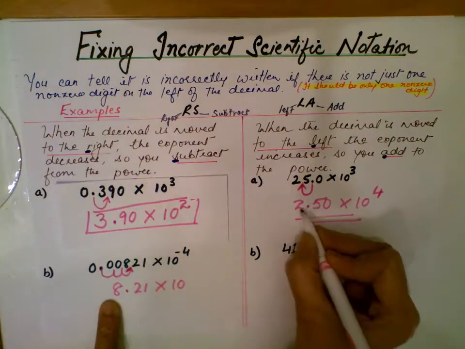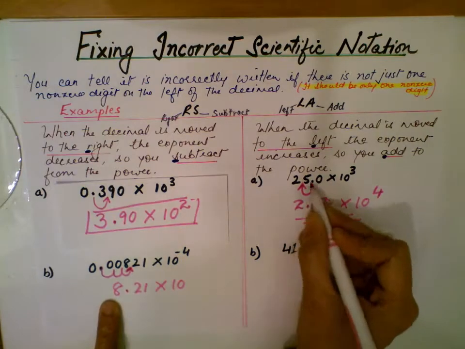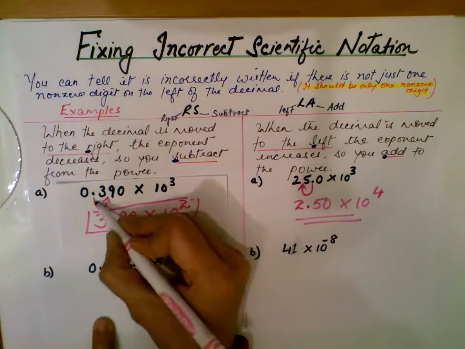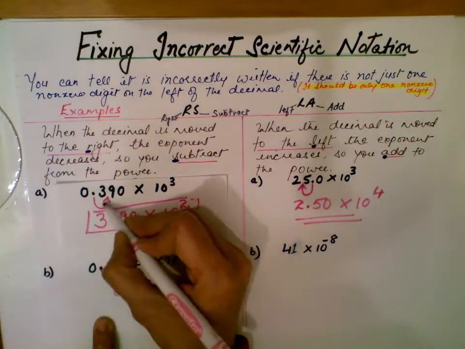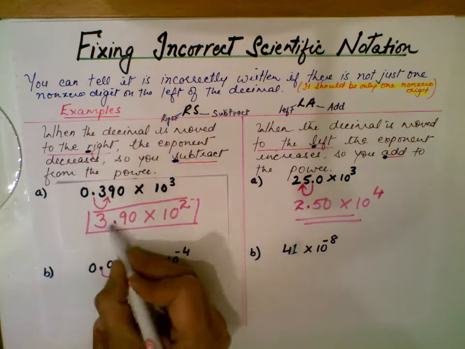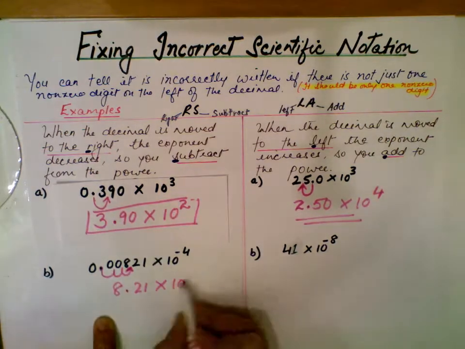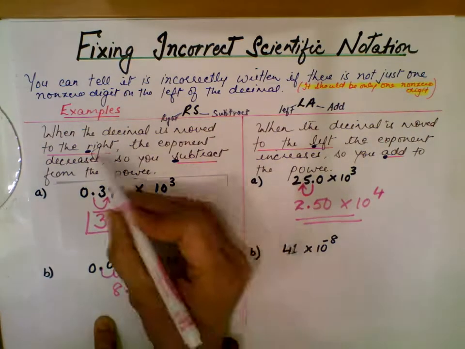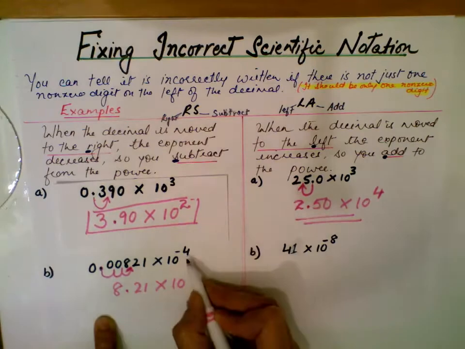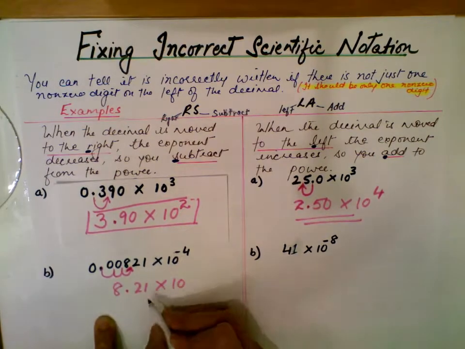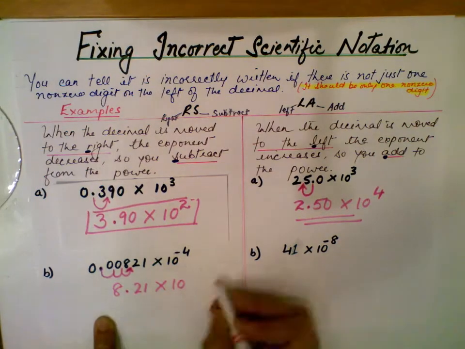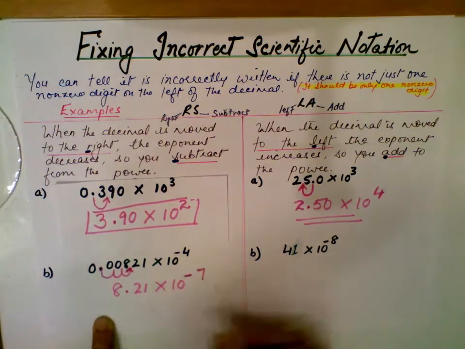And same thing here, I move my decimal this way so that I get only one digit to the left of the decimal. Similarly, I moved my decimal only one place to the right, so that I can have one digit to the left. When you move your decimal to the right, you're going to subtract. So this is -4, and how many places did you move? You moved 1, 2, 3. So -4 and -3 will give you -7.